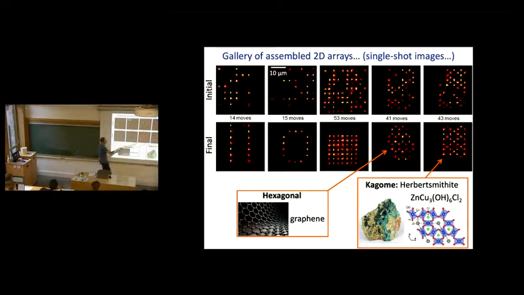If you look at this structure here, this is a hexagonal structure, which is the one that you find in graphene, for example. This kind of structure here is called the Kagome lattice, and this is the kind of structure that is relevant for the study of magnetism in some kind of compounds called Herbertsmithite, which exhibit geometrical frustration. It doesn't really matter, but essentially it means that we can create structures that are relevant for condensed matter physics.